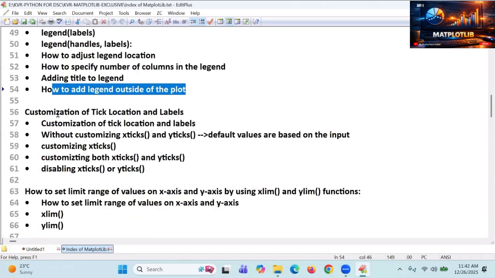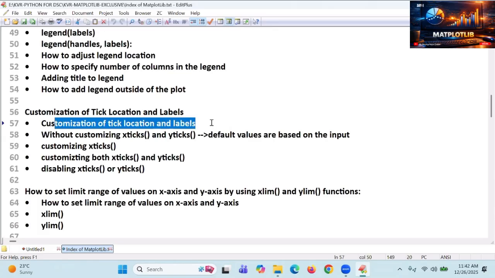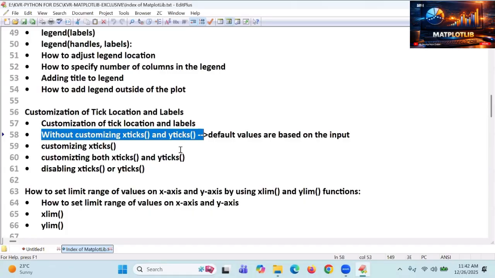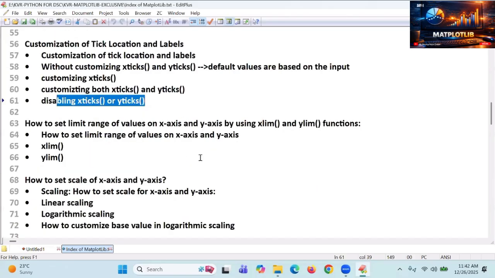Next, customization of tick location and labels. Ticks: what is meant by ticks? I will talk about customization of tick location and labels without customizing, customizing x ticks, customizing both x ticks and y ticks, and disabling x ticks and y ticks.